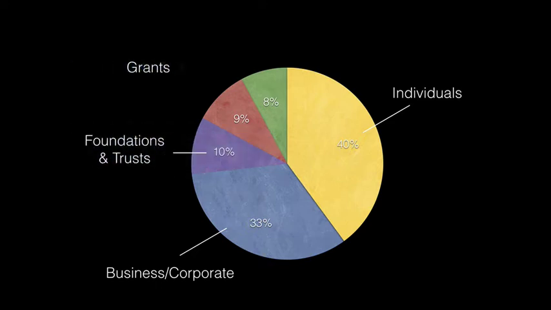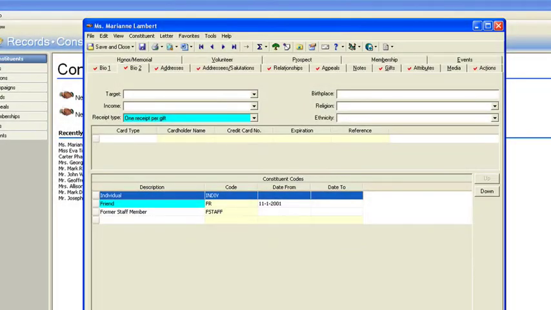This pie chart is basically a list of where the money that's coming to support your organization is coming from. This is a typical kind of breakdown you'd see: individuals, business or corporations, foundations or trusts, grants, government. Each organization might have different pie charts here, but these are good examples of primary codes.